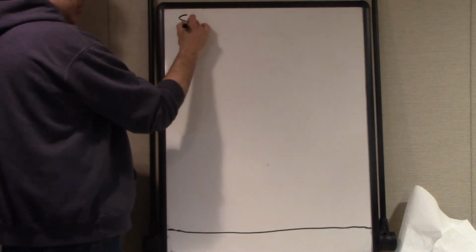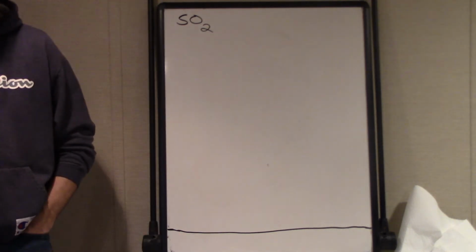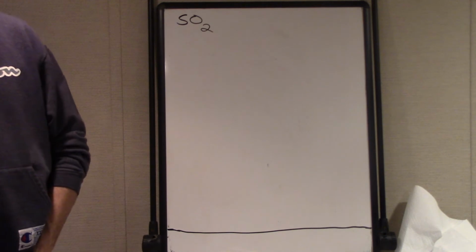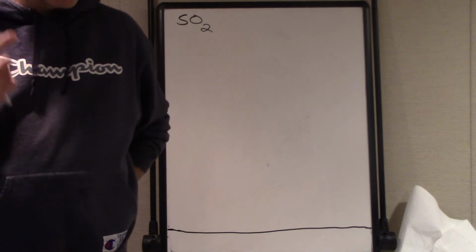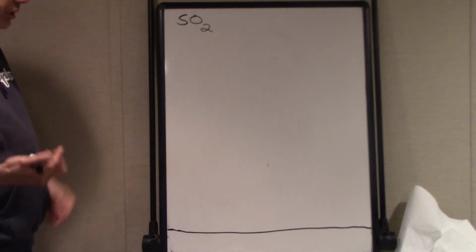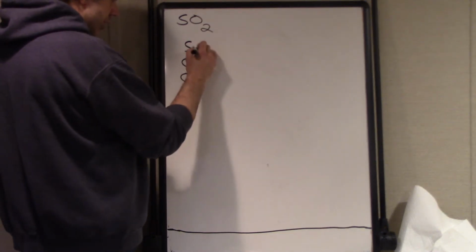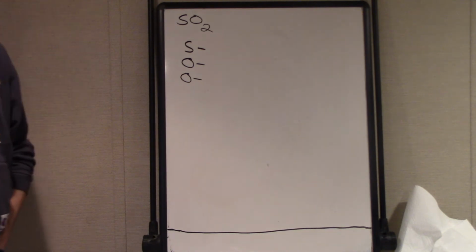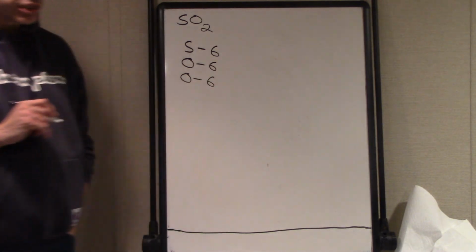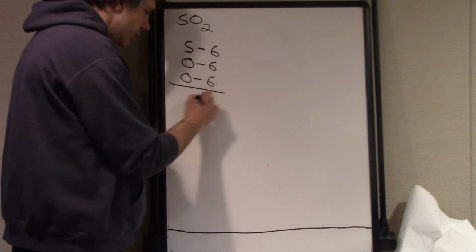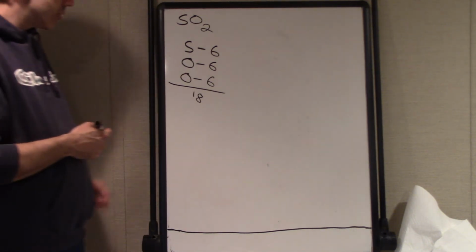Next one I want to do is SO2. SO2 is sulfur dioxide. SO2 is kind of a component that leads into acid rain. You often get SO2 from the combustion of coal that has a high sulfur content. That puts SO2 into the atmosphere. So SO2, I have 1 sulfur, 2 oxygens. Sulfur is in group 6A for 6 valence electrons. Oxygen is also in group 6A for 6 valence electrons. So I'm looking at a total of 18 electrons I need to deal with for this molecule.